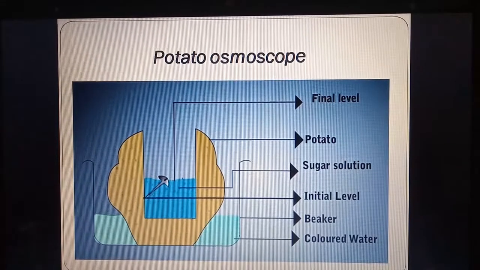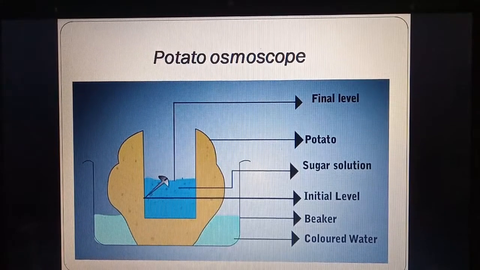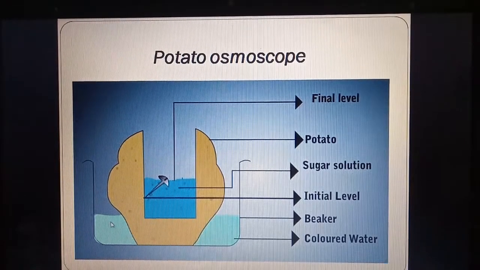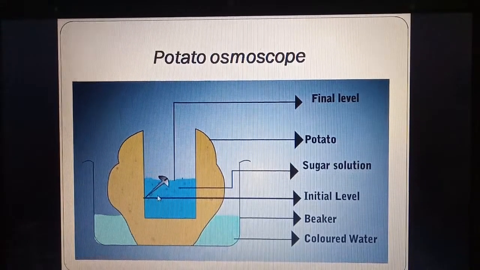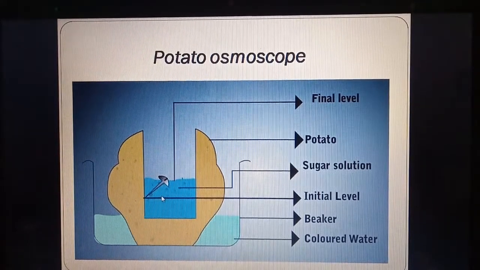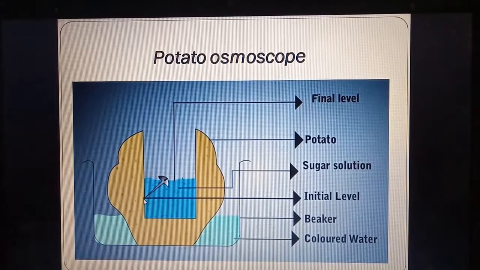Now we place the potato in a beaker and the beaker has water. We can color the water so that we can see the movement. After some time we will see that the water moves inside the cavity. So we can put a pin. Note the initial level, and after some time the level will rise.